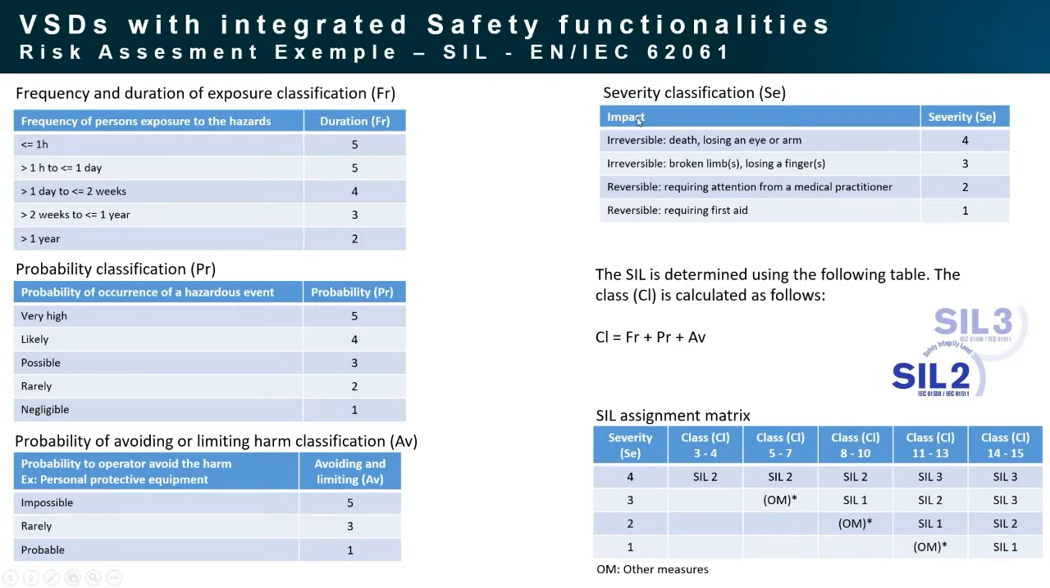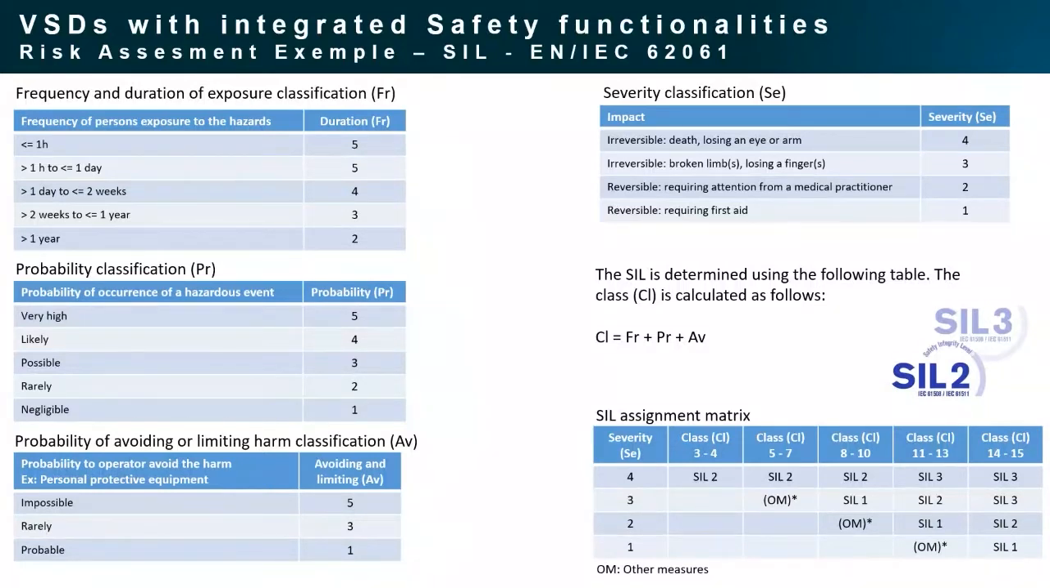And the other one, and here the most important, is the severity classification. If the risk may cause, for example, irreversible injuries like broken limbs, losing fingers, or including death. Or if the classification defines that injuries are reversible, requiring only first aid, for example.